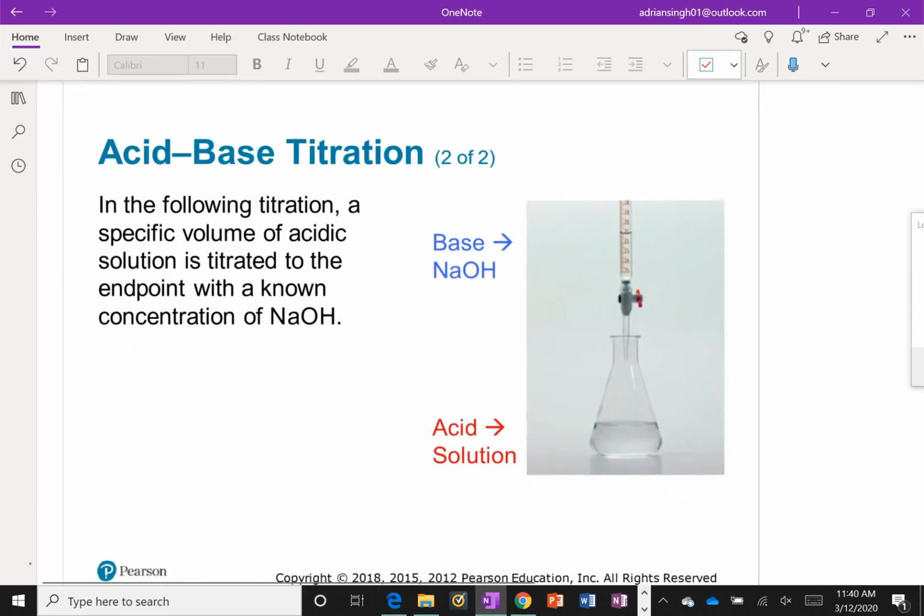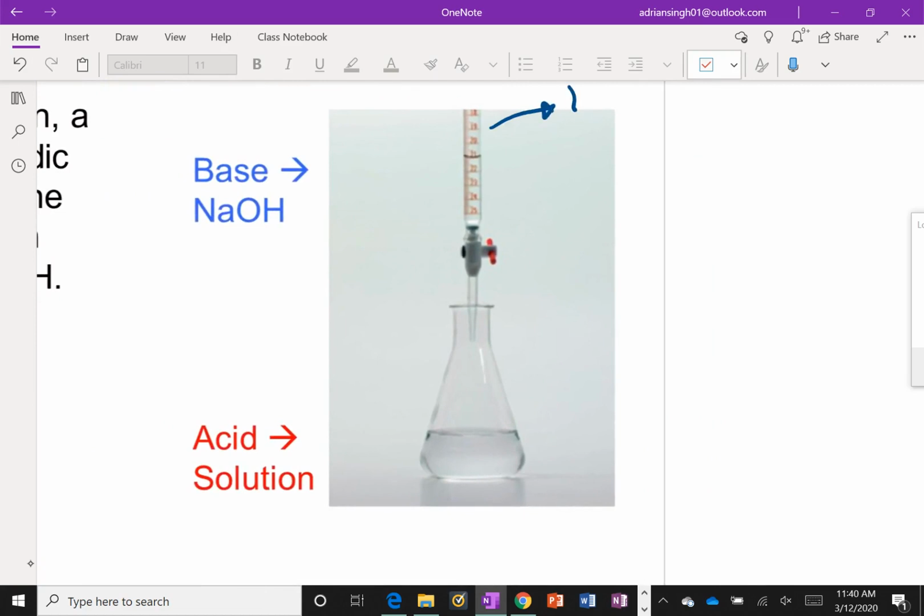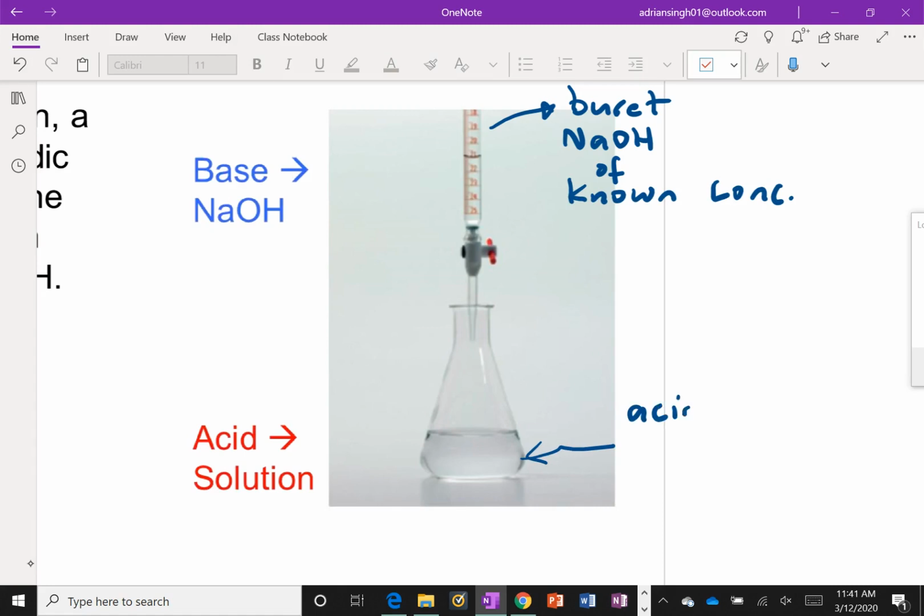So a general acid-base titration is going to look like this. In our setup, we have here a burette, and in that burette we have our base, NaOH, of known concentration. And then in our Erlenmeyer flask down here, we have an acid of unknown concentration. Now, if we add enough base to that acid, we can eventually neutralize the acid with that base.